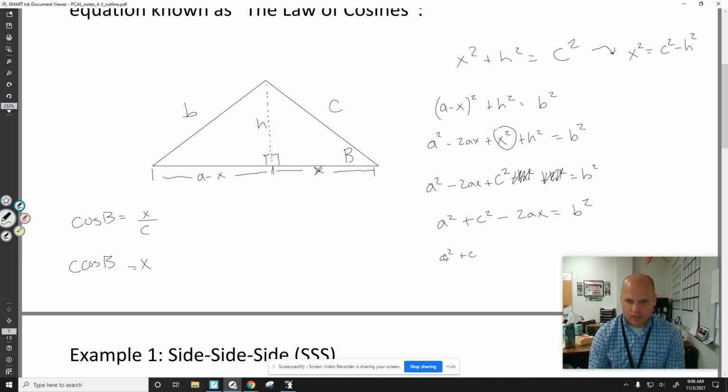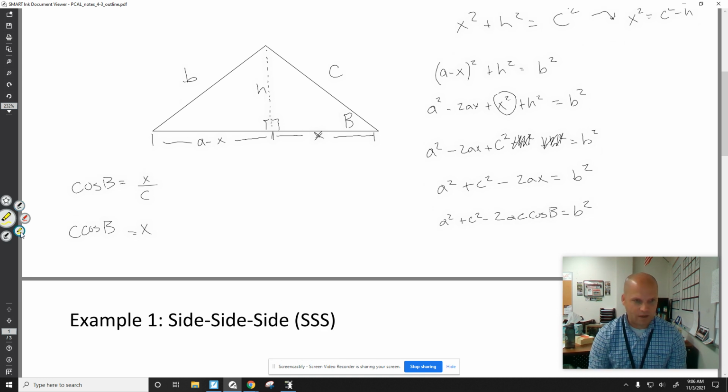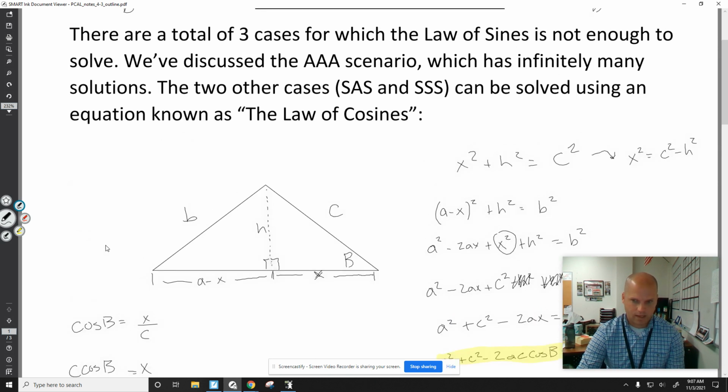A squared plus C squared minus 2AC cosine angle B is equal to B squared. This, my friends, is the law of cosines. That's it. This is our new formula. Let me try to throw it at you so it makes sense.